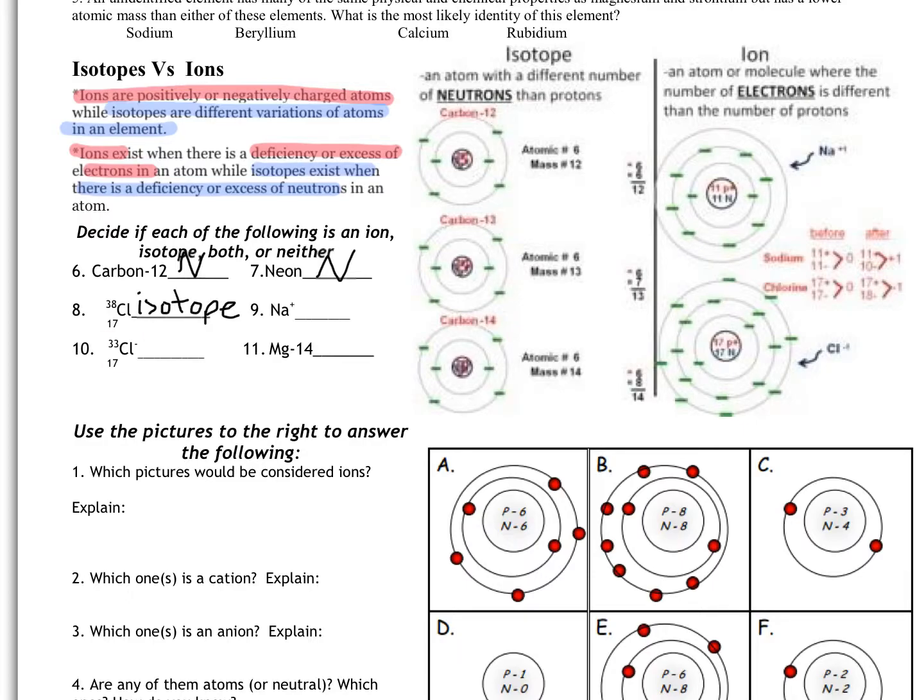Whereas the one below it, this chlorine, still chlorine, had 17 protons, and its mass is 33 instead of 35. This mass being off tells us it is an isotope, but before I decide it's for sure an isotope, this one also has a charge. So in this atom, both the number of neutrons and the number of electrons have changed. So this is both an isotope and an ion. These are not mutually exclusive concepts.